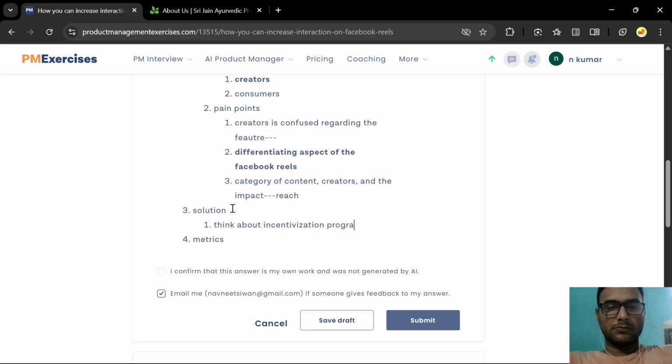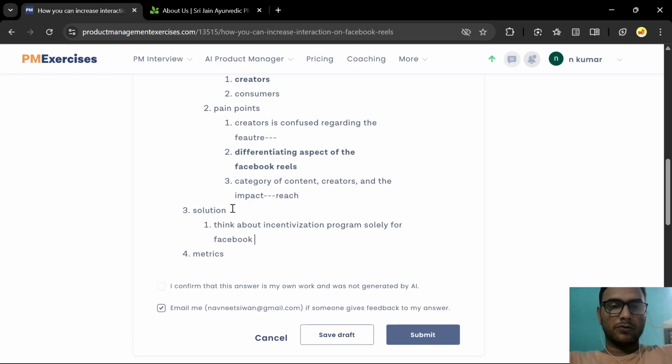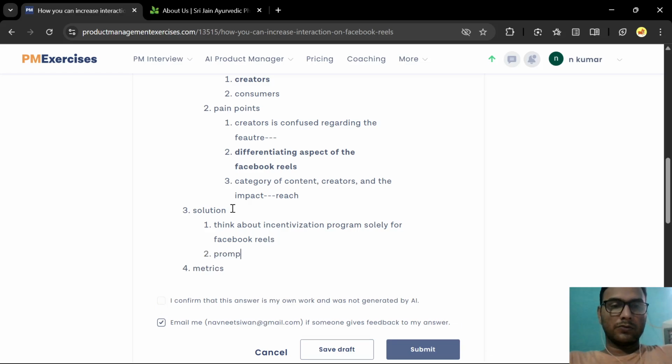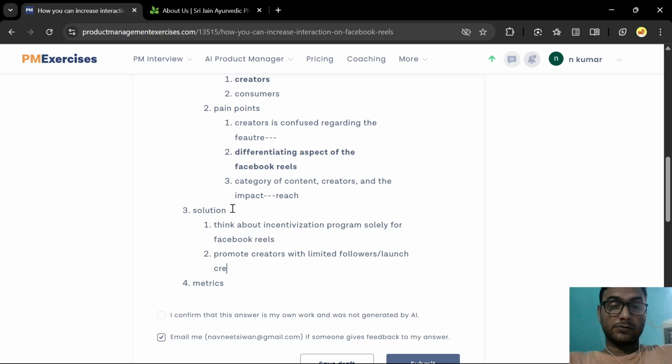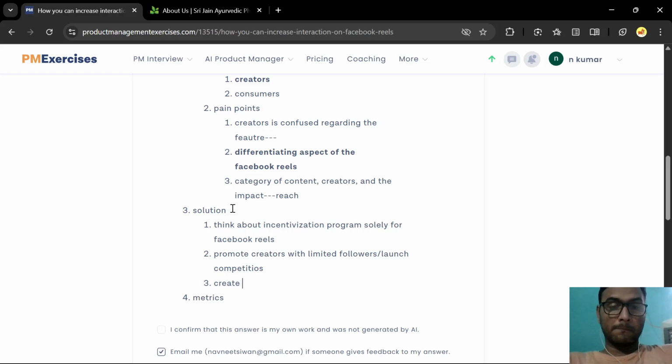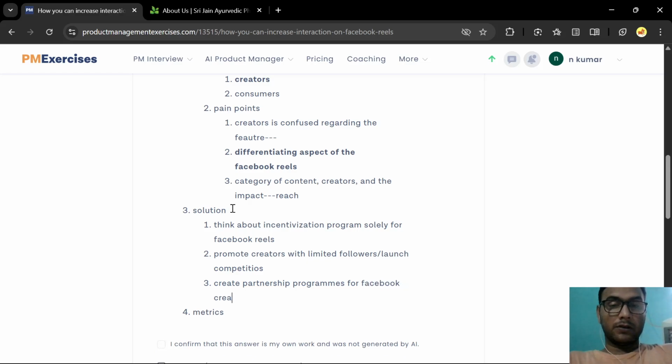Incentivization. Solely promote creators with limited followers, or launch partnership programs for Facebook creators so they do not feel ignored, because those who are primarily creating for Facebook and are not on Instagram, we should be prioritizing them.